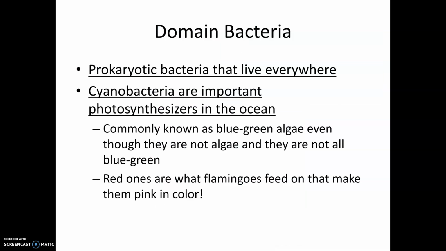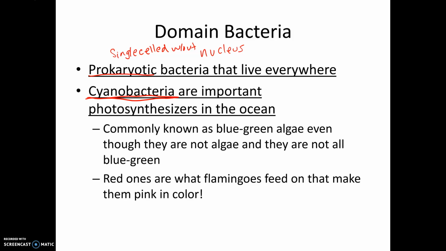Our next domain is going to be bacteria, and again, we're going to see these are composed of prokaryotic bacteria, again, single-celled organisms without a nucleus. And these are also going to live everywhere, but one really important one that we're going to talk about is cyanobacteria. And it's really important in our oceans because these types of bacteria are able to photosynthesize.